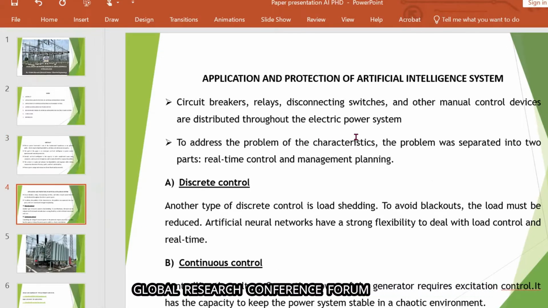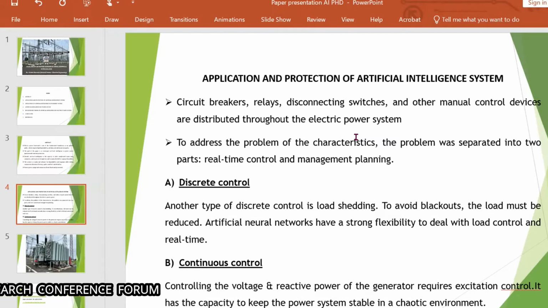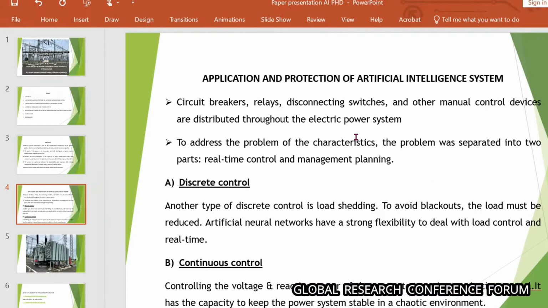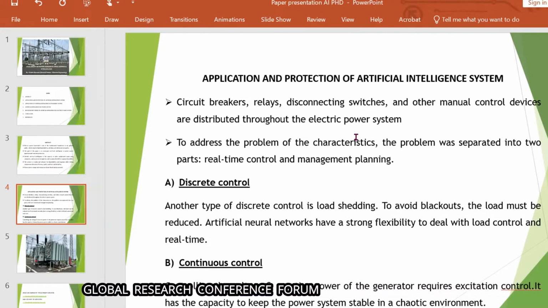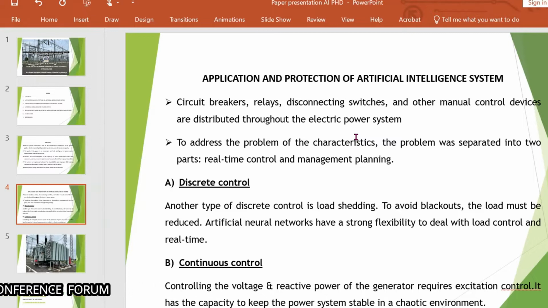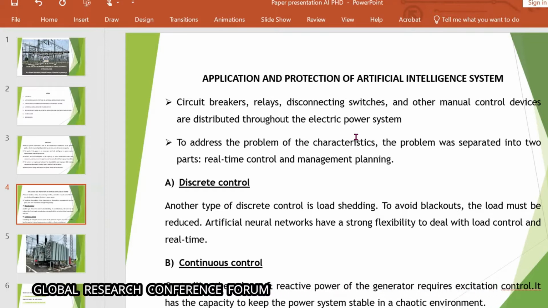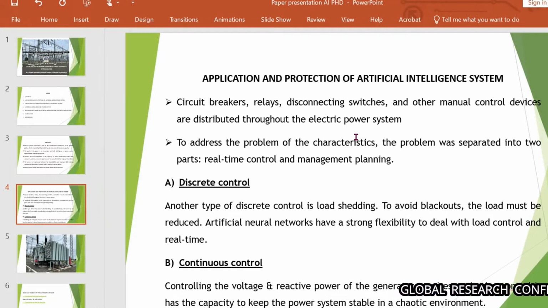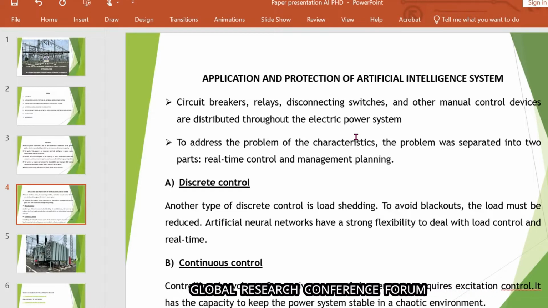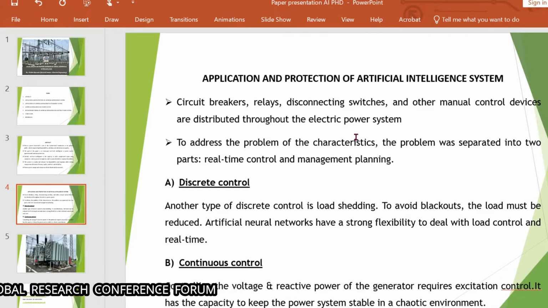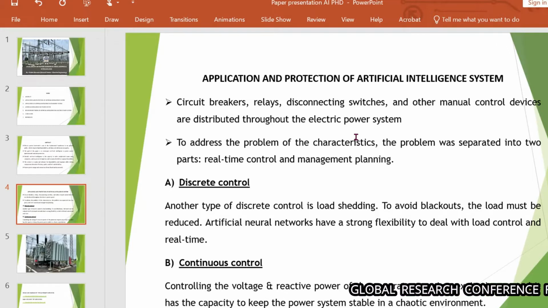Now, how to have this application and protection using the artificial intelligence system. When we talk about it, we talk about the sensors. Now, if you have visited or seen the transmission lines and substations, 220 kV substation, 110 kV substation, electricity board, where the power is getting distributed to the end consumers, there we are using electrical components, which we call circuit breakers, relays, disconnecting switches, and other manual control devices distributed throughout the electrical power system.